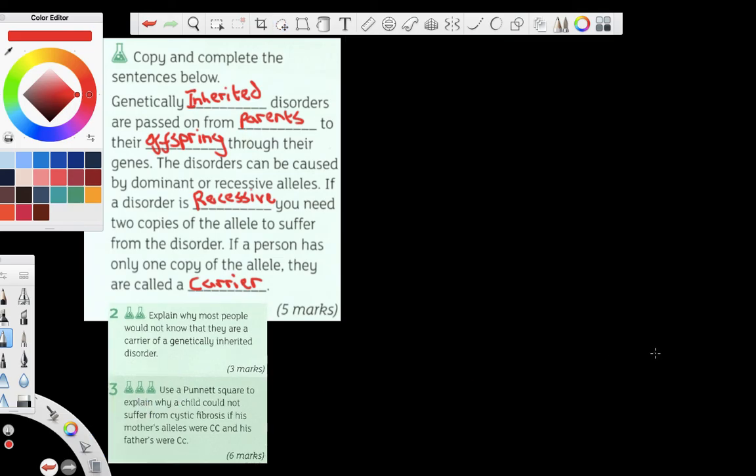So question 2 says, explain why most people would not know that they are a carrier of a genetically inherited disorder. So if you are a carrier, you do not have the symptoms of the disorder. So carriers do not have symptoms of the disorder. Okay, so if you are a carrier, you do not have any symptoms.